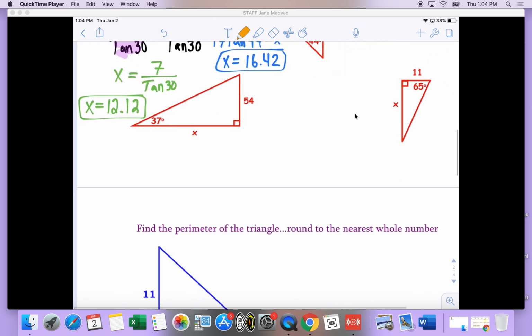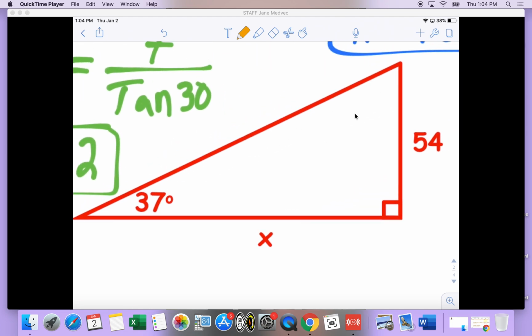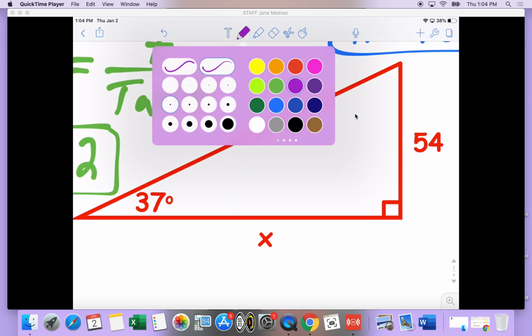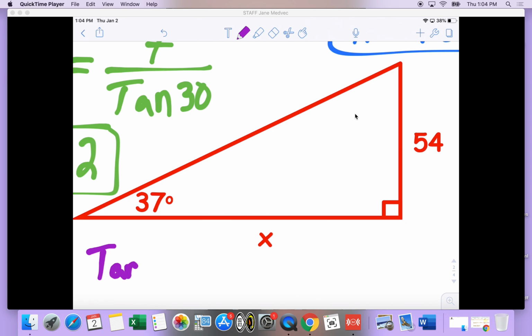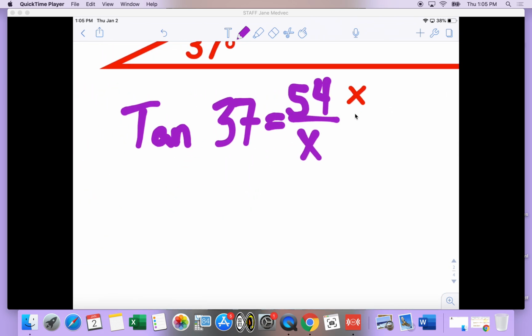All right, let's go ahead and do this one. Again, I'm going to grab tangent. Tangent what? 37 equals numerator over X. Okay, now what do I do?